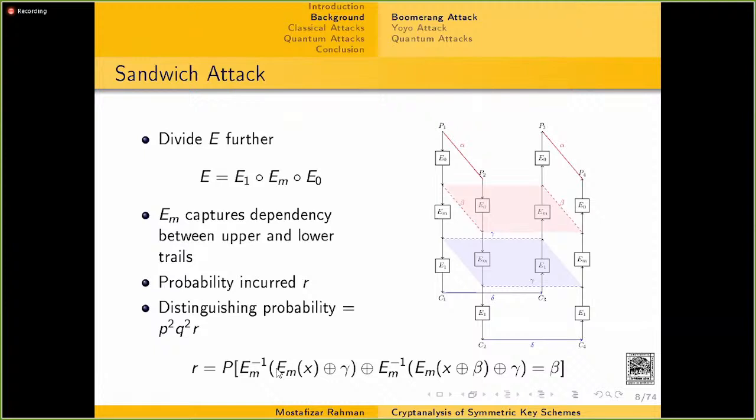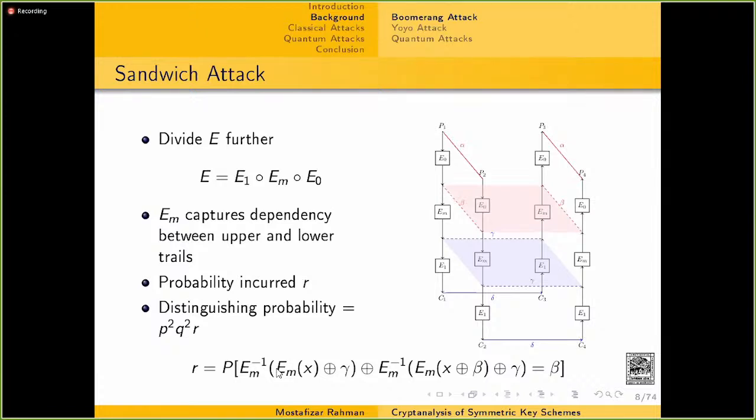Now the boomerang attack is further considered, and it is further divided into three parts. In the previous one, we saw that there is no dependency between E1 and E0. Now the sandwich attack was introduced, where the dependency between E1 and E0 is considered, and that dependency is captured by the EM layer. By considering dependency, I mean that at the end of the beta trail and the start of the gamma trail, there is a link between them. And for that, again, we have to pay some probability, and that probability is R.